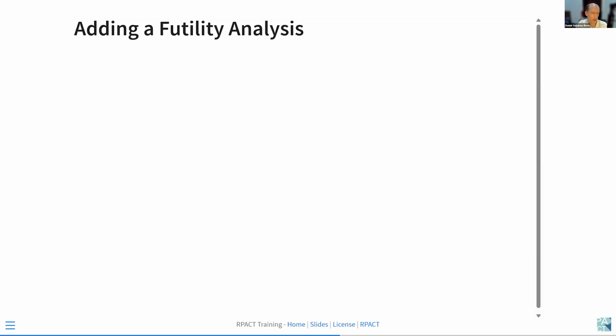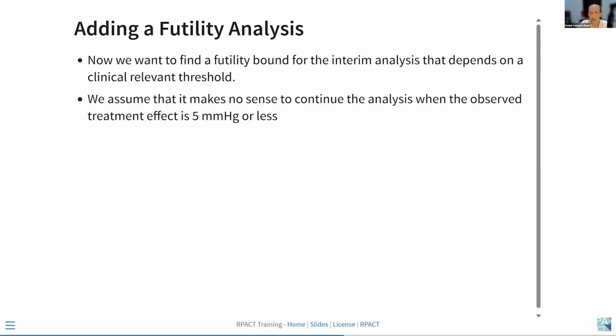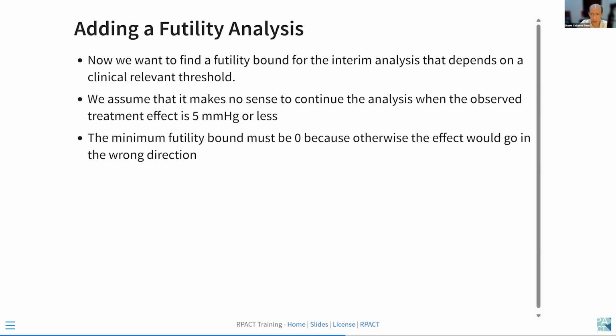Okay, now let's say this is all nice and bright, but let's say we want to add a futility analysis. So futility analysis basically means if we want to stop early as well if the thing is not working as we expected, right? Not just if everything is rosy. So let's say we want to do that and we want to have a clinically relevant threshold for this futility analysis. So for example, we could assume it makes no sense to continue the analysis when the observed treatment effect is 5 units or even less, right? So then we say, well, there's probably no chance whatsoever that at the final results, this will still work out positively.